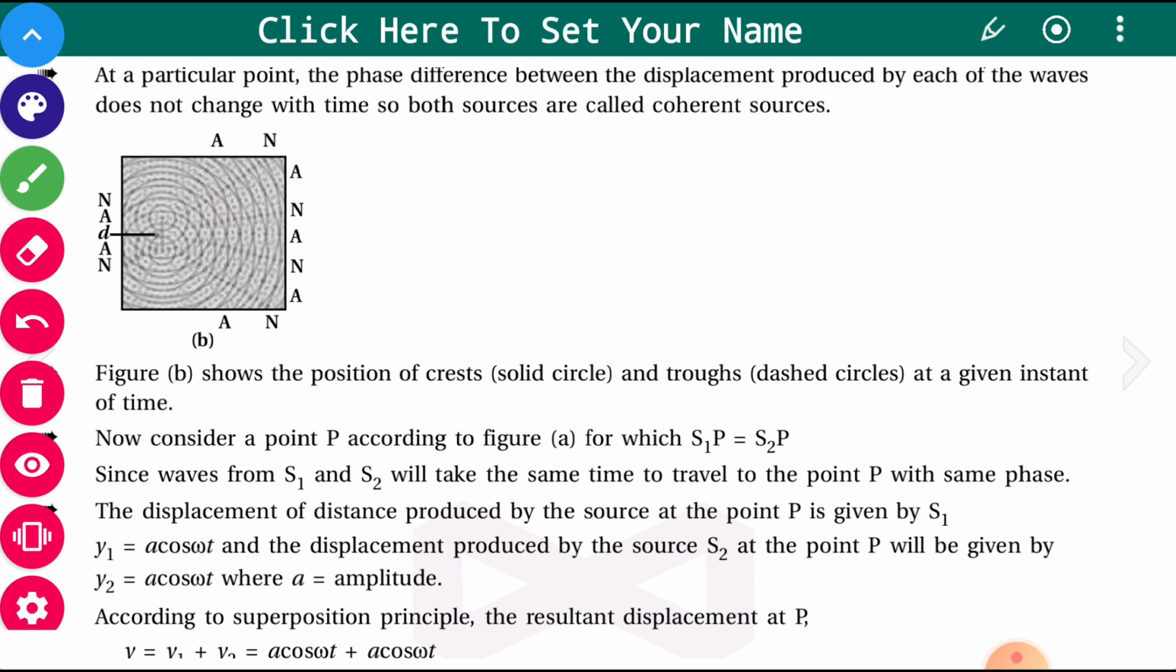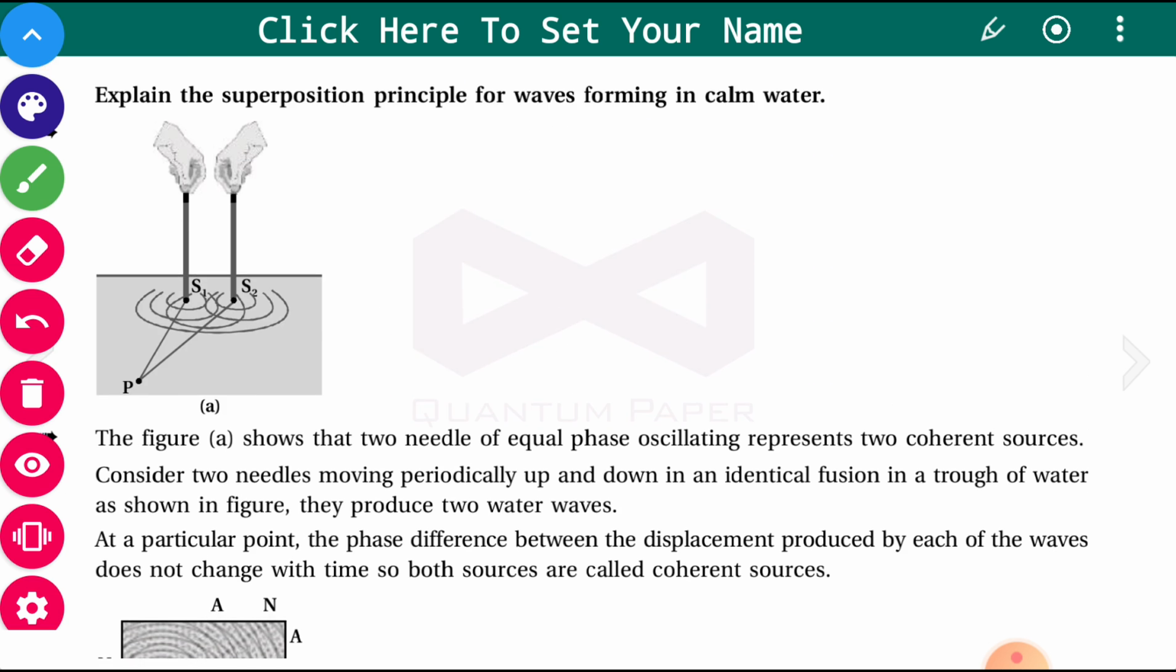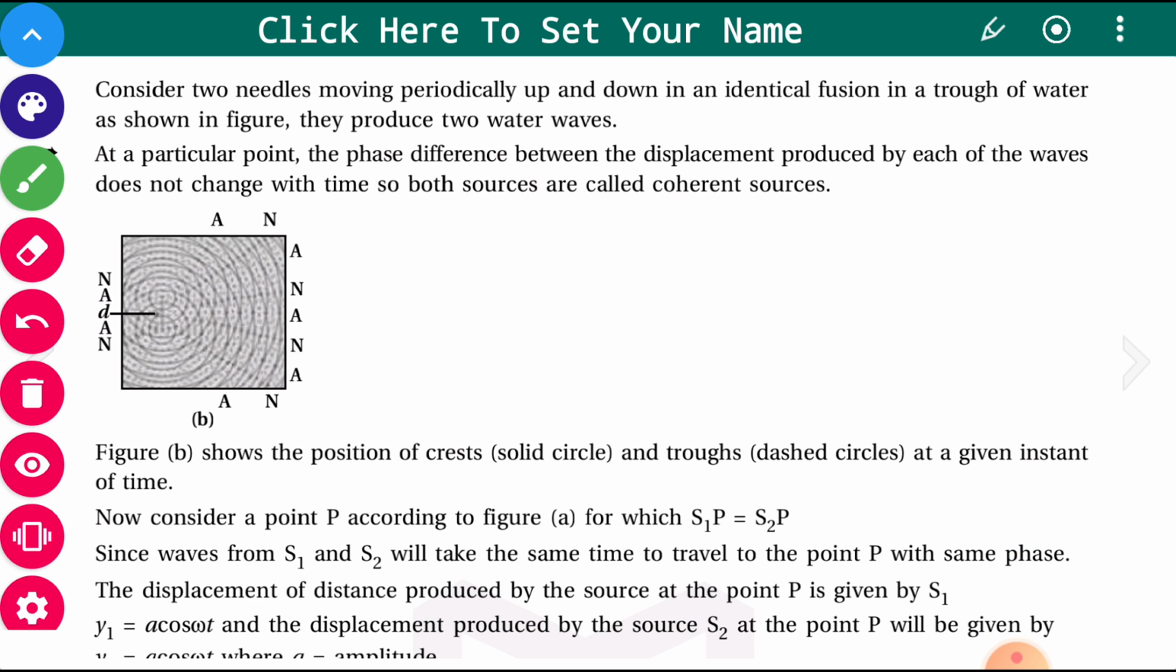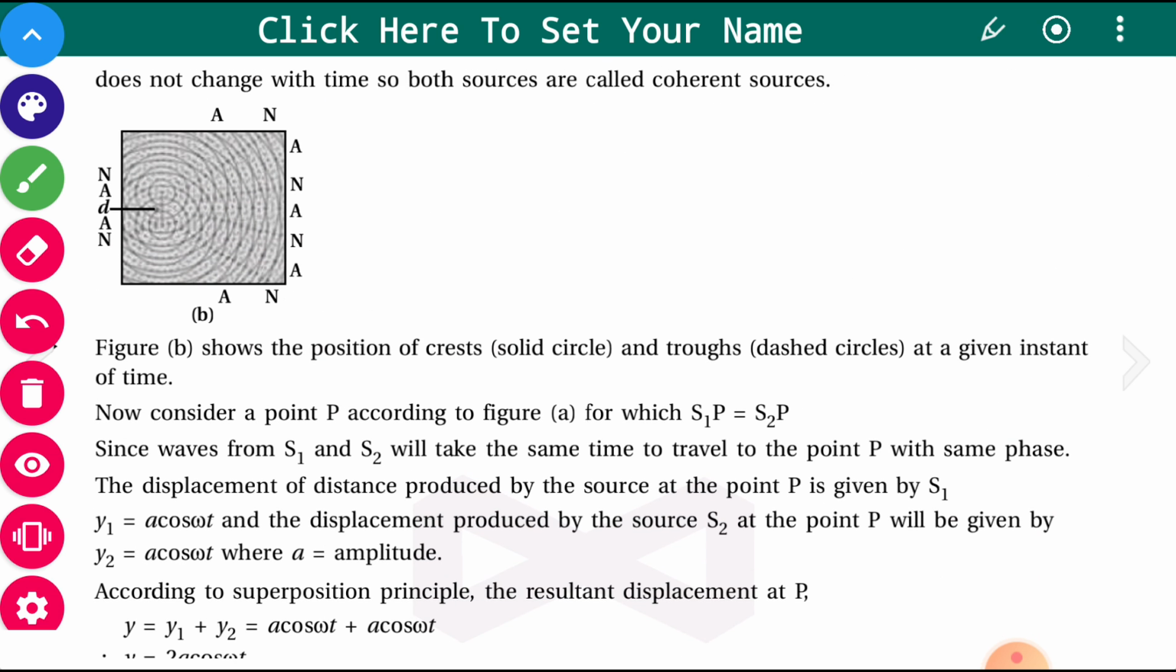Now consider a point P in this figure, that is, in figure number A. Try to understand this figure. This is the point P which we are considering. Now the distance of this P from the first source S1 and the second source S2 is the same, that is, S1P is equal to S2P.